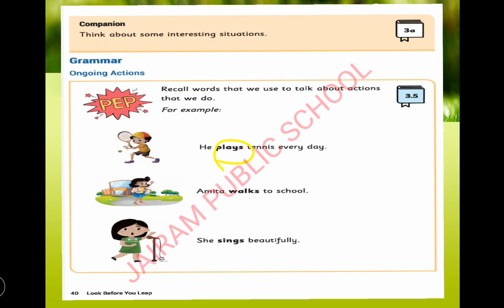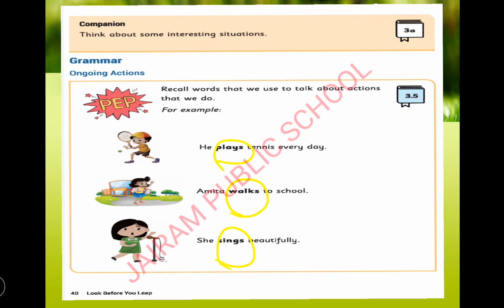Amita. Amita walks to school. So, here which is the action word? Walks. Walks is the action word. Very good. She sings beautifully. Which is the action word in the third sentence? Sings. Superb, children. So these are all some examples of action words.